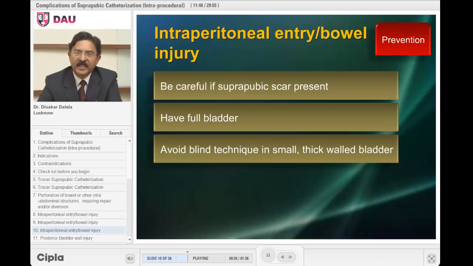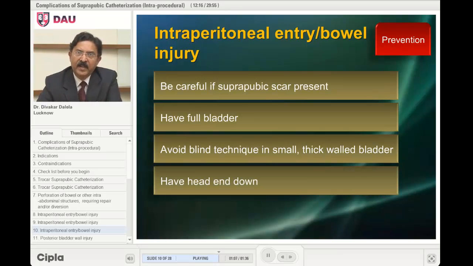Avoid a blind technique in small and thick walled bladders. Small is important. Thick walled is also important. In small bladders, the bowel loops can come in front. And these bladders cannot be distended because they are thick walled bladders. If you try to overfill them, the urine leaks by the side of the catheter, or they leak wherever it has to.